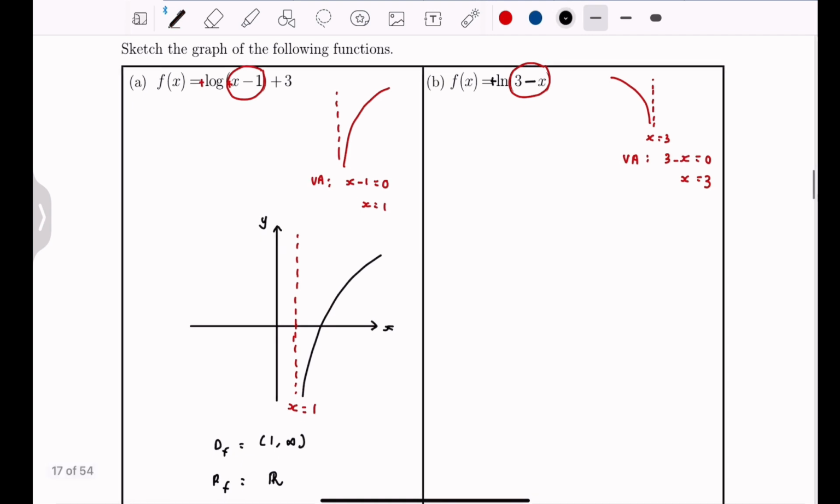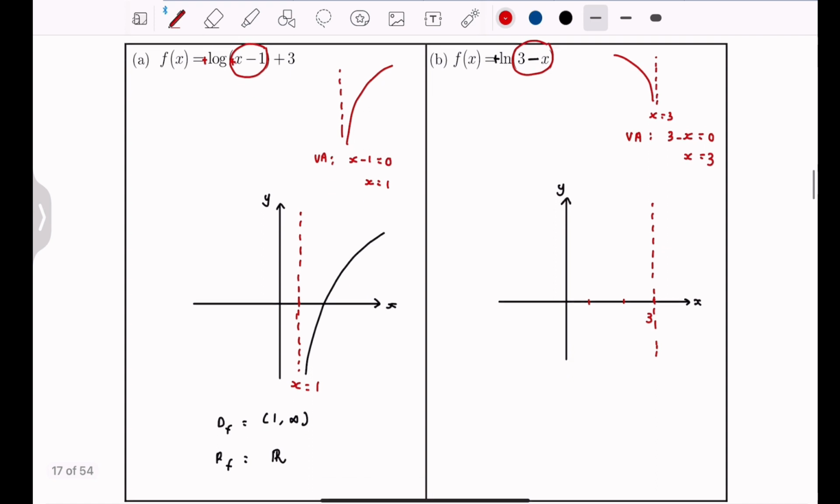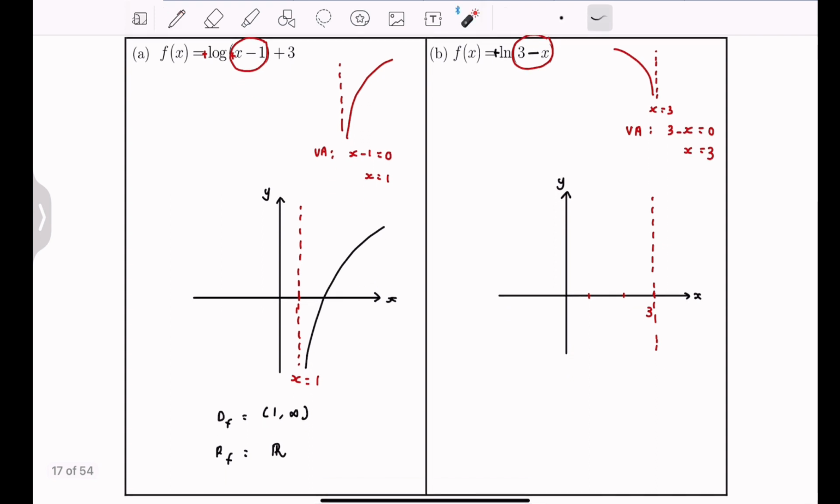So we can start to draw the graph. X-axis, y-axis. Draw the vertical asymptote at x equals to 3. So for this question, we need to find the y-intercept because we want to know whether the graph passes through the origin or doesn't pass through the origin. So we let x equals to 0. So when we get x equals to 0, y equals to ln 3.